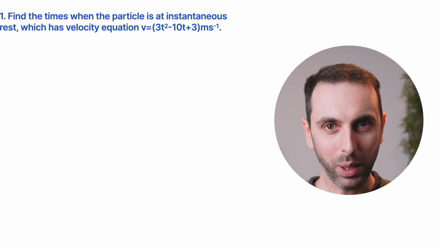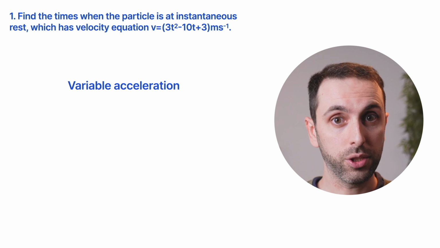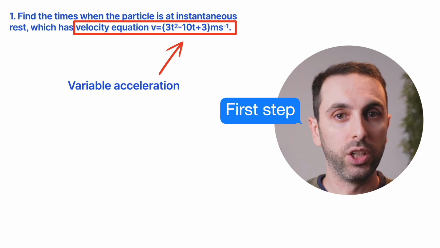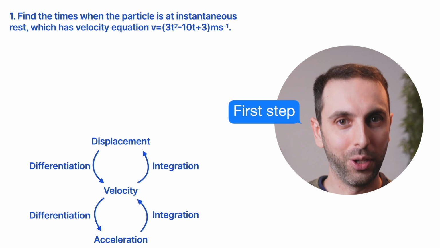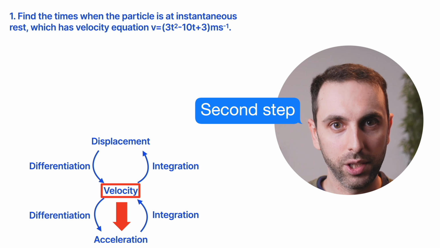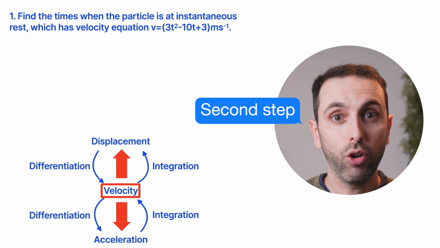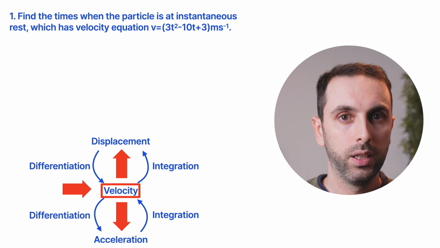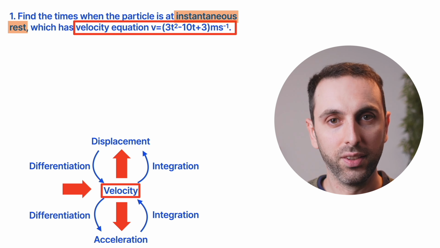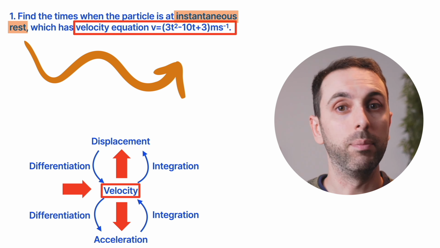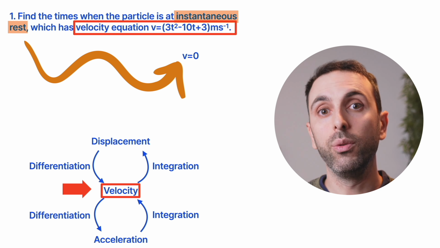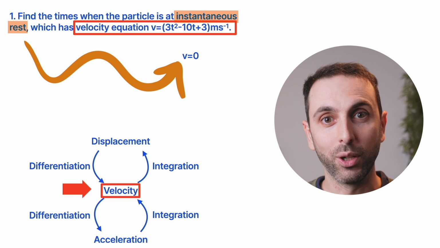When tackling the following question, since this is a variable acceleration question because velocity is a function of time, the first step is to write down the relationship between displacement, velocity, and acceleration on the side. The second step is to decide whether we need to differentiate to get acceleration, integrate to get displacement, or use the original velocity equation. Since we start with velocity and the question asks, find the times when the particle is at instantaneous rest, rest refers to velocity being 0, so we don't need to integrate or differentiate the equation. All we need to do now is set our velocity equation equal to 0.